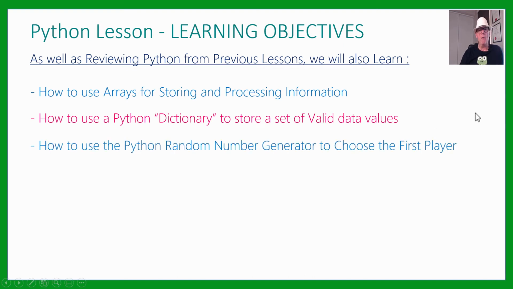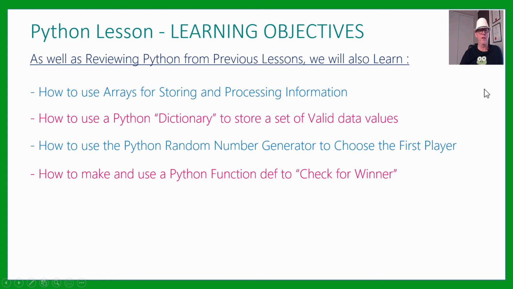So that'll be good learning. We're going to use that random number generator so we can choose who goes first, because it's unfair if X goes first all the time, because you have the advantage if you're the first player, because you're always one turn ahead of the other player. So we'll randomize it. So sometimes the computer will pick that X is going first, sometimes it'll pick that O is going first. We're going to have a Python function as our def.